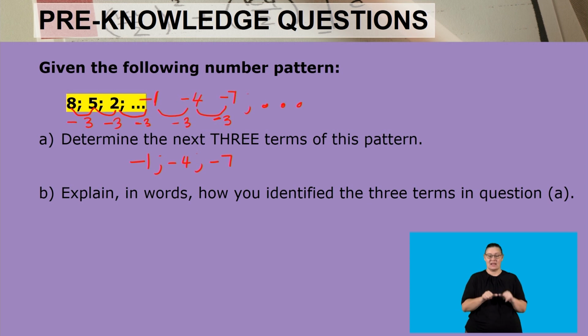Let's look at the next question. It says, explain in words how you identified the next 3 terms. And as we've already discussed, we are subtracting 3.